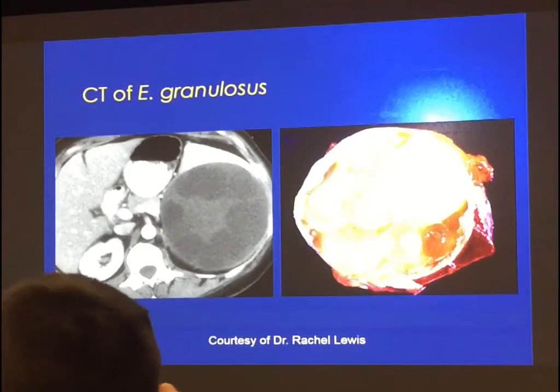So here is another example of a relatively classic appearance at CT. This time we're in the left lobe of the liver, and you see this dominant cystic mass. The maternal cyst is often higher in density than the peripheral daughter cysts are, as you can tell in this case. And here's a nice gross specimen, which nicely correlates with the imaging.